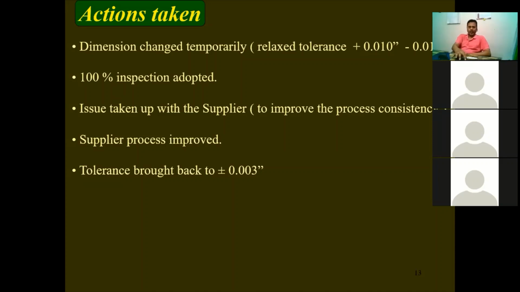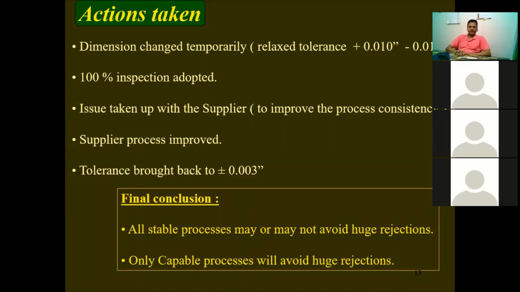My overall understanding was this. Can someone read it loudly for the benefit of all? Final conclusion: all stable processes may or may not avoid huge rejections. Yes. Only capable processes will avoid huge rejections. Brilliant. Clear?